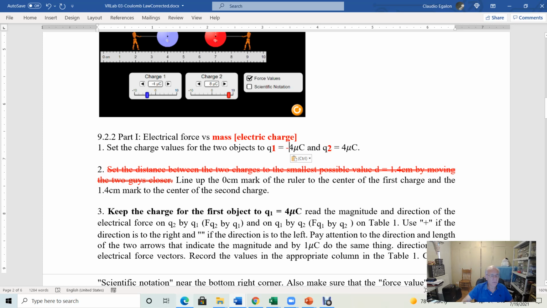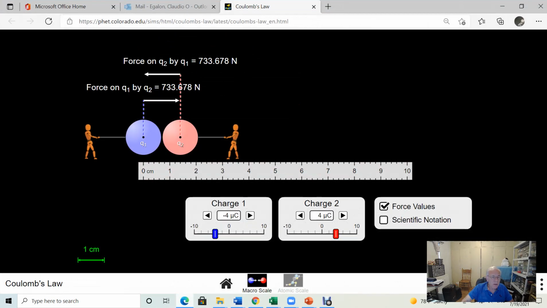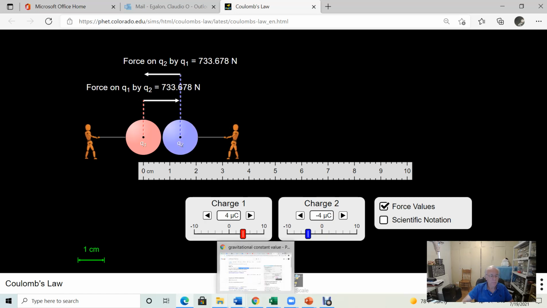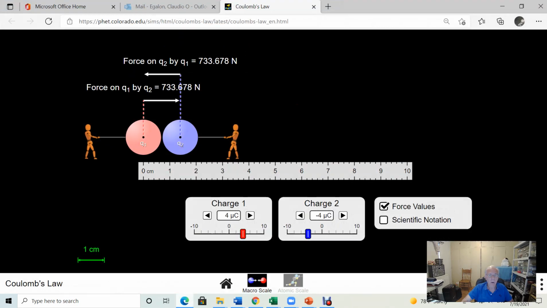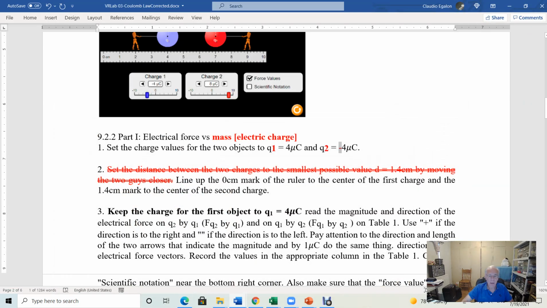Keep the charge for the first object. Oh, okay. Yeah, it's 4 microcoulombs. So that's what it's supposed to be. Keep the charge Q1. Let's invert the polarities. Yeah, 4. Okay, read the magnitude and direction of the electric force on Q2 by Q1.